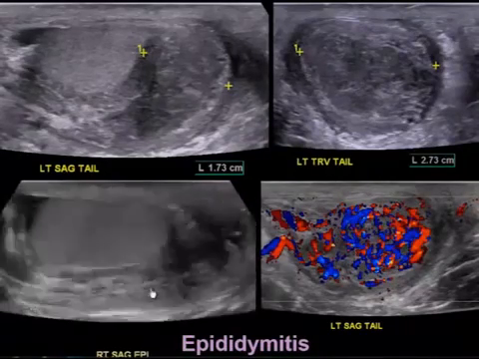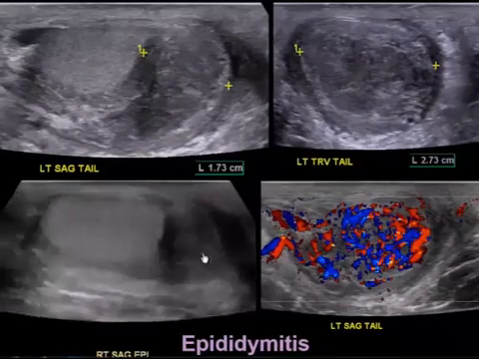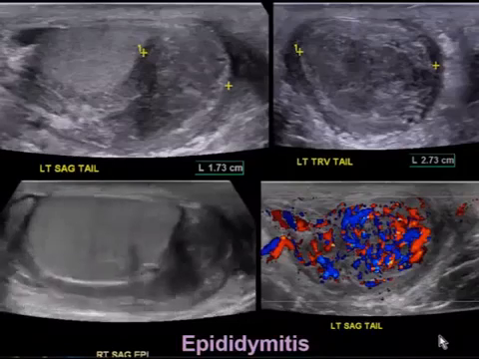In addition, the right was involved as well with the tail, so this is a longitudinal view of the right testicle showing thickening of the epididymal tail.